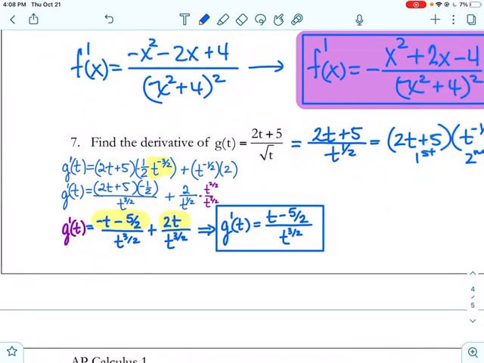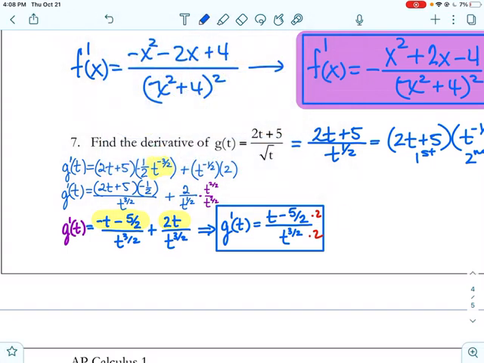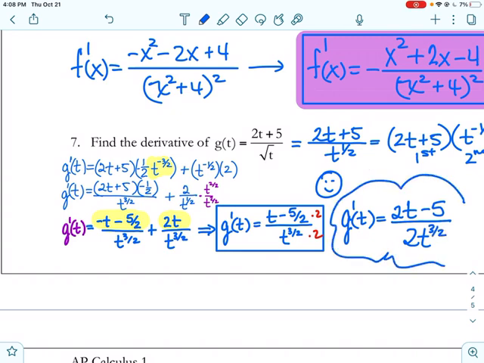Okay, now I don't really like how that looks, so I might multiply that by 2. So I might multiply the top by 2 and the bottom by 2. So if I do, then the top becomes g prime of t. This is what I prefer. G prime of t then is equal to 2t minus 5, and then that's all over 2t to the 3/2 power. This is a little bit prettier in my estimation.